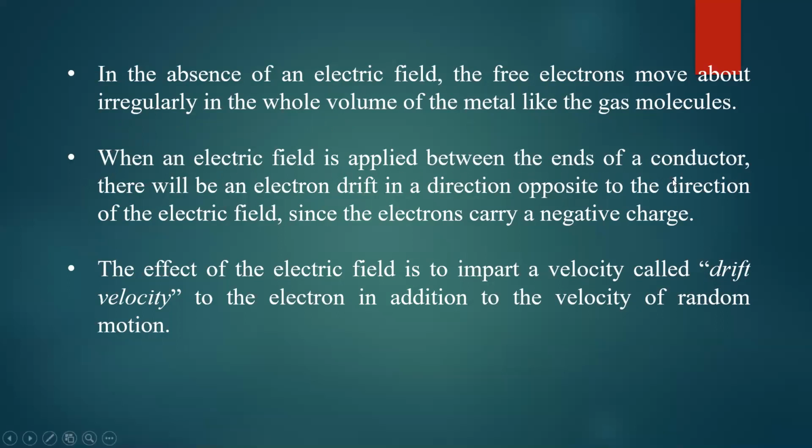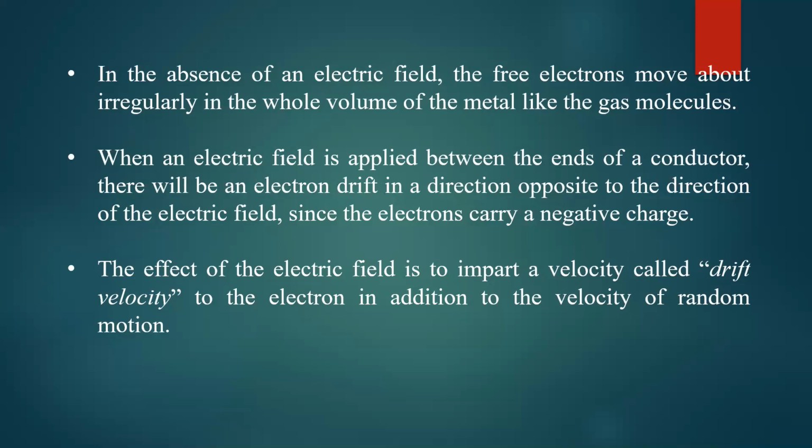When an electric field is applied between the ends of the conductor, there will be an electron drift in the direction opposite to the direction of the electric field, since the electrons carry a negative charge. Electrons will start to move in a particular direction when the battery is connected. They are attracted towards the positive terminal of the battery, whereas the electric field is directed from positive to negative. Electrons move from negative to positive, the opposite direction.